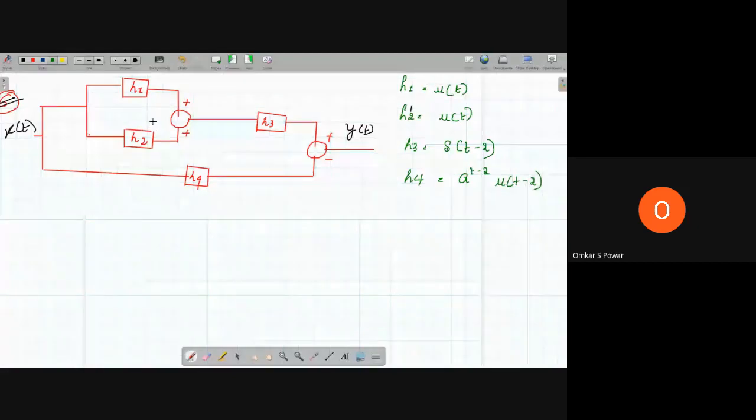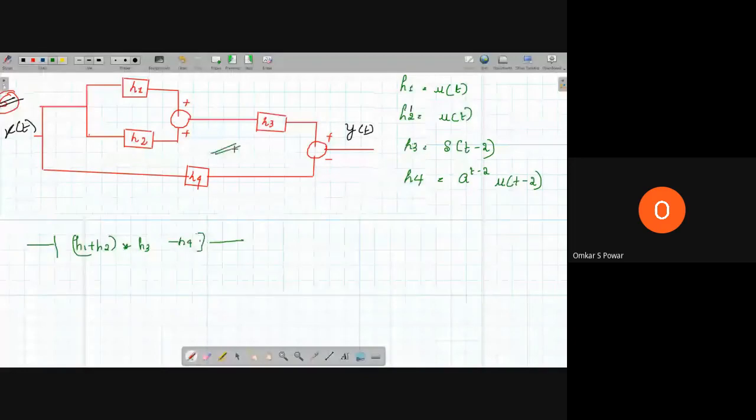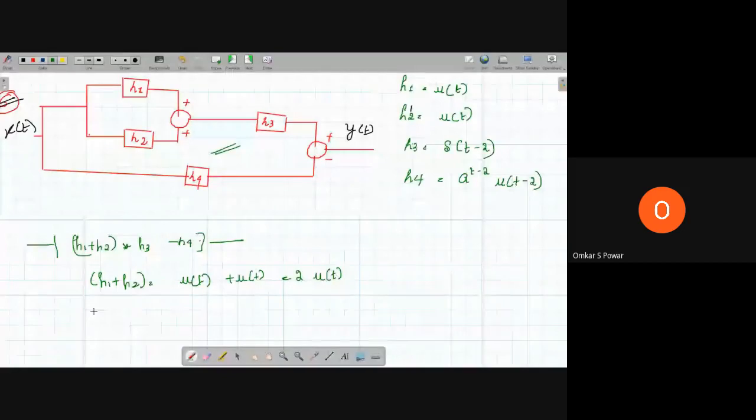What we have got before is that it is (H1 + H2) convolved with H3, minus H4. Because it's the same block diagram, if I solve again, there is no meaning in it. So let us take this H1 plus H2. What is this H1 plus H2? u(t) plus u(t), so this is equal to 2u(t). Now H1 plus H2 convolved with H3.